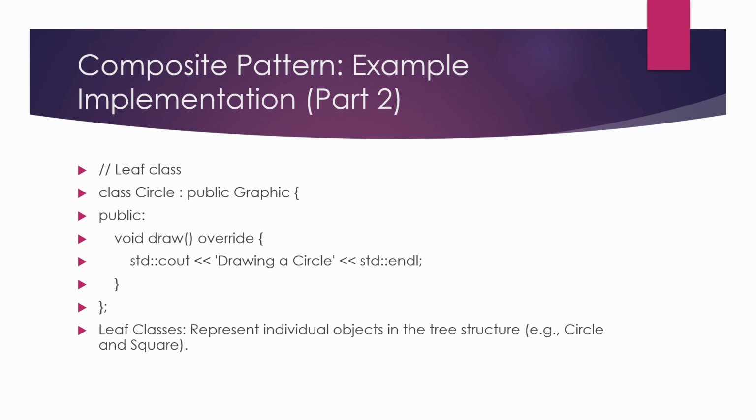In this step, we define the leaf classes such as circle and square. These are the individual objects that we want to treat uniformly. Each leaf class implements the common interface defined in the component class, allowing them to be treated the same as composite objects.